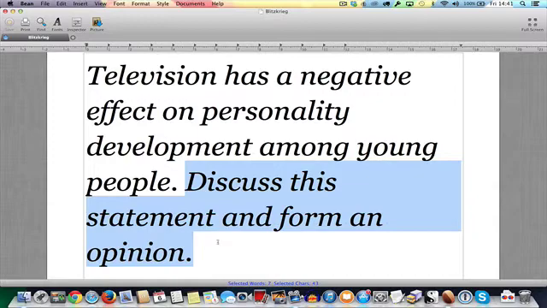So thus, a straightforward discussion essay that looks at both sides of this statement on television and its effects on young people would be the only correct structural response. So we could not respond to this essay question as an argument essay.